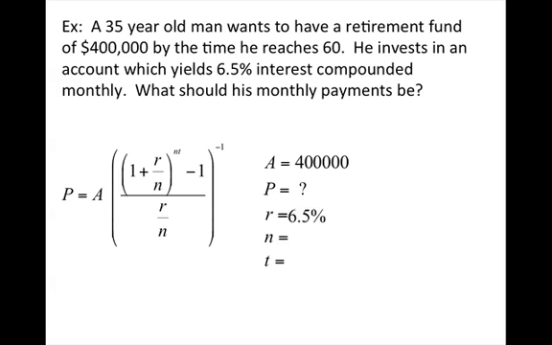The rate is still 6.5%. If I divide by 100, I get 0.065. It's compounded monthly, so my N is 12. But this time, my time is 60 minus 35, so I'm only saving for 25 years instead of the 35 years from the previous problem. So just keep in mind the time is not the current age, it's not your retirement age, it's the number of years that you're investing this money. So now when I multiply N times T, I get 300.